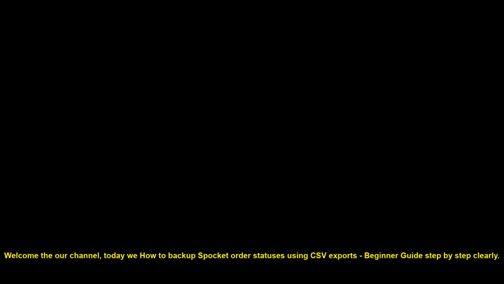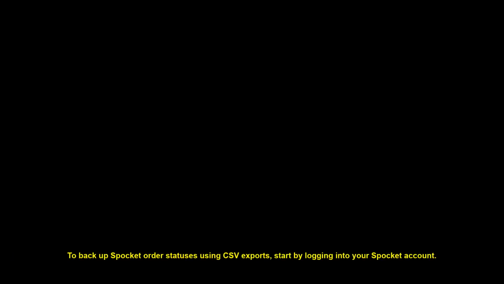Clearly. To backup Spocket order statuses using CSV exports, start by logging into your Spocket account. Once logged in, navigate to the orders section of the dashboard. Here, you will see a list of all your recent orders. Locate the settings or options menu, typically represented by a gear icon or three dots. Click on this menu to reveal additional functionalities.